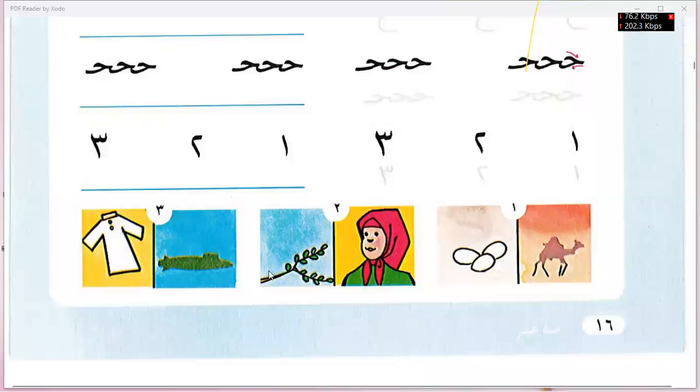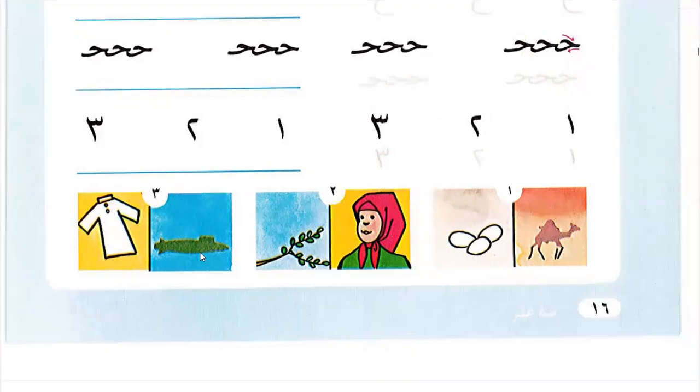Hello. So tell me the name of this picture. I forgot the name. It is Ghusn. The name of this picture is Ghusn. Okay. Next. What is the next picture? Submarine in Arabic. Ghawasa. Submarine in Arabic. Ghawasa.